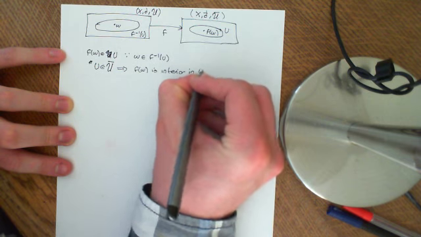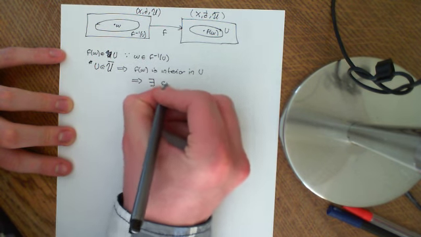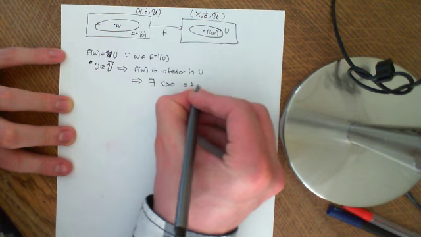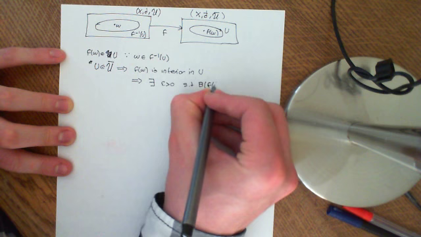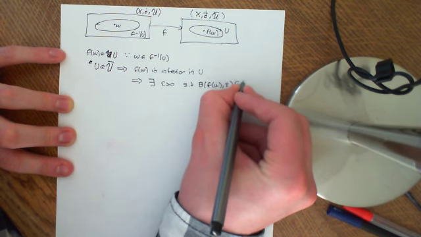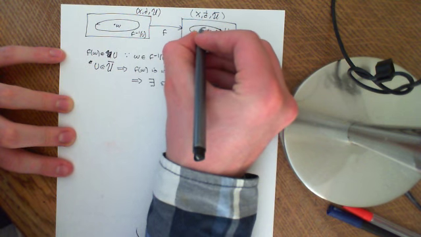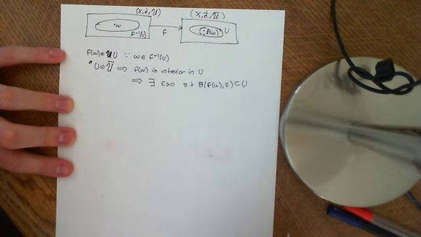in U. Which implies there exists an epsilon greater than 0 such that the ball around F of W of size epsilon is completely contained within U. So basically there exists some open ball that I can take around that point, F of W, which is completely contained within the set U.